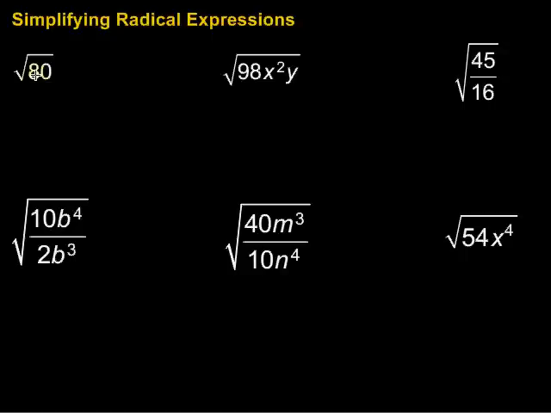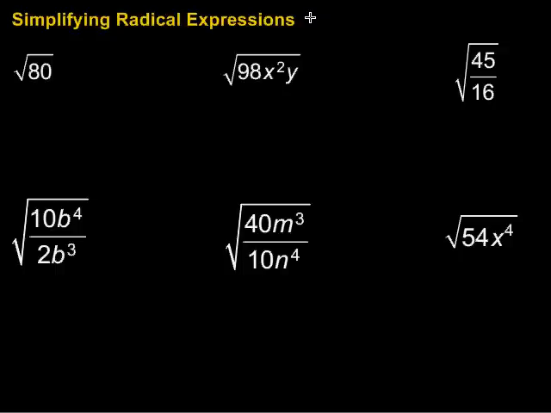There's no perfect square factors other than 1. The radicand, and remember the radicand is this thing that's inside the square root, has no fractions in it. And finally, there can be no square roots in the denominator. So let's go ahead and take a look here. First of all, perfect square factors.